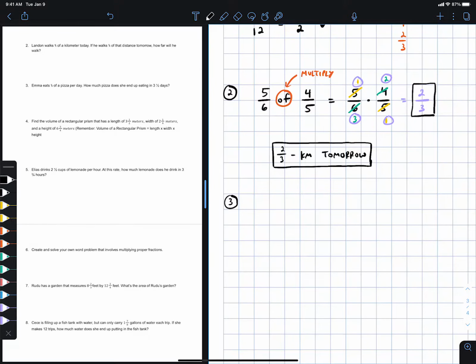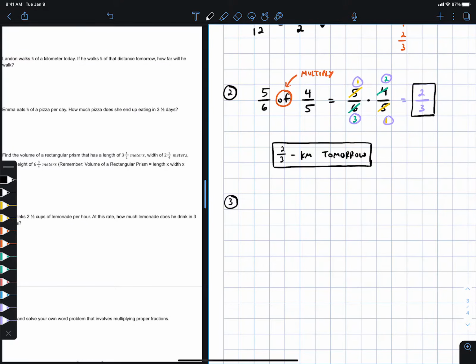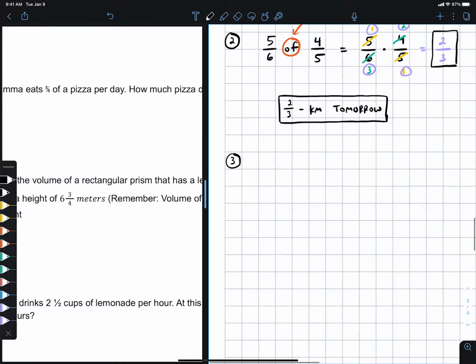Emma eats 5/6 of a pizza per day. How much does she end up eating in 3.5 days? So let's see. One way you can think about this is she's eating 5/6 on the first day, and then she's going to eat 5/6 on the second day, and on the third day she's going to eat 5/6, and then for the next half a day she can't eat the whole 5/6, so she would have to eat half of the 5/6 on that last day. So this is one way to think about it.